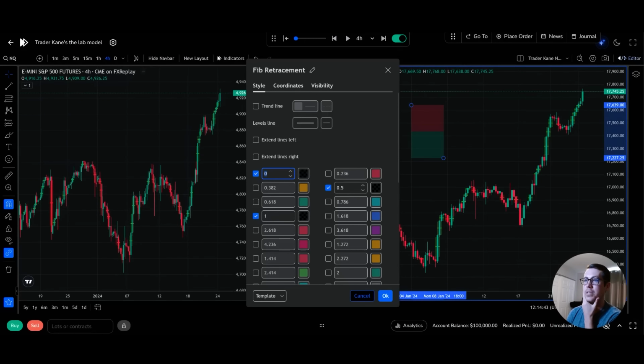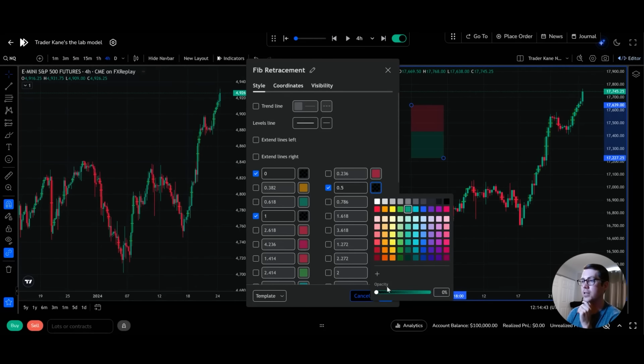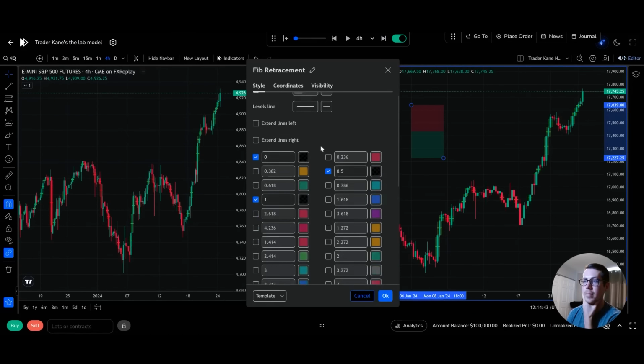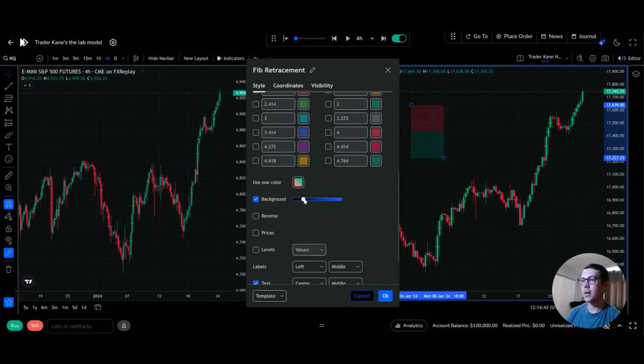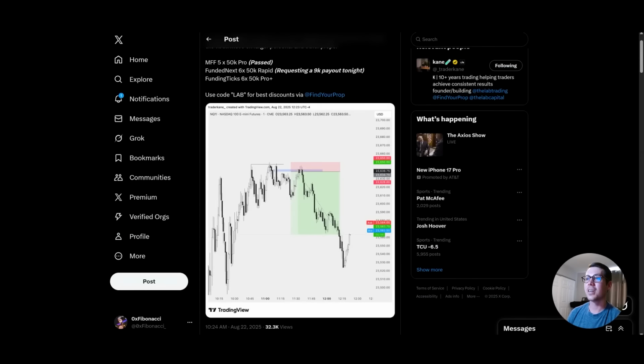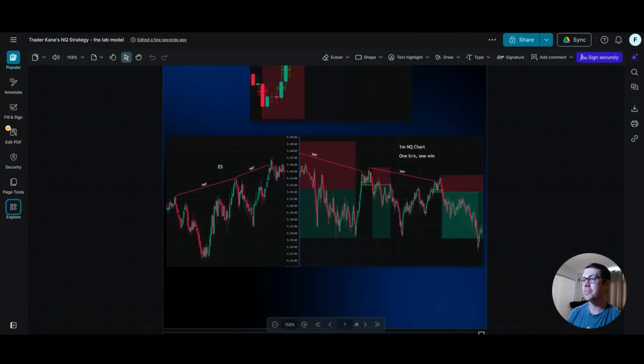You have 0, 0.5, and 1. The 1 you're going to set to red, the 0.5 you're going to set to green. Turn the opacity down on all of them, and then just turn the background down about here, and you'll get that similar premium discount as he draws it in his examples that I showed you guys.